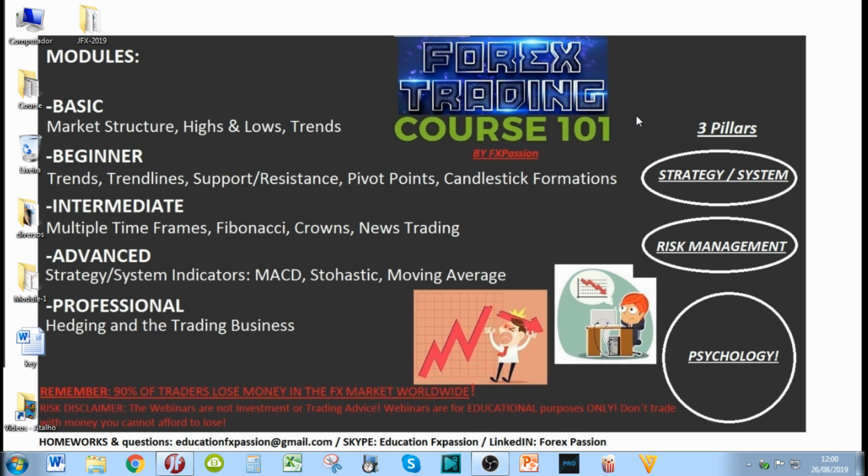Remember everybody, the three pillars. We are trying to build a strategy or a system. We need to have an edge in the markets. We need to understand and apply risk management rules. And in the end, the big one, the psychology or the mindset of the trader.